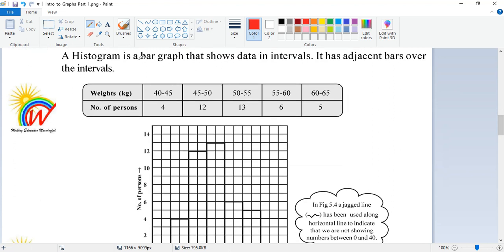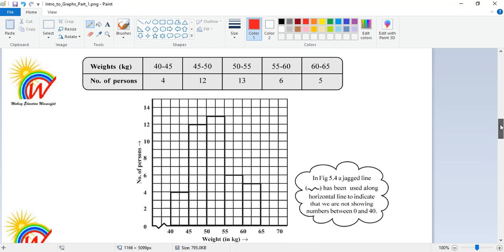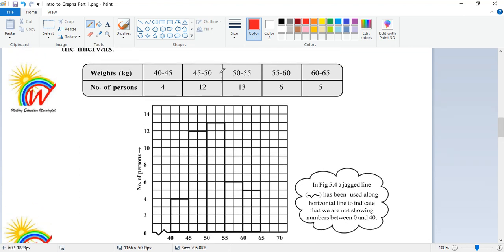A histogram is a bar graph that shows data in intervals. It has adjacent bars over the interval. Adjacent means next to each other, so touching each other. Now here you see the weight 40 to 45, 45 to 50, 50 to 55, 55 to 60 and 60 to 65. So you can see that it's continuous. After 45 you get the next one, and after 50 you start the next one.